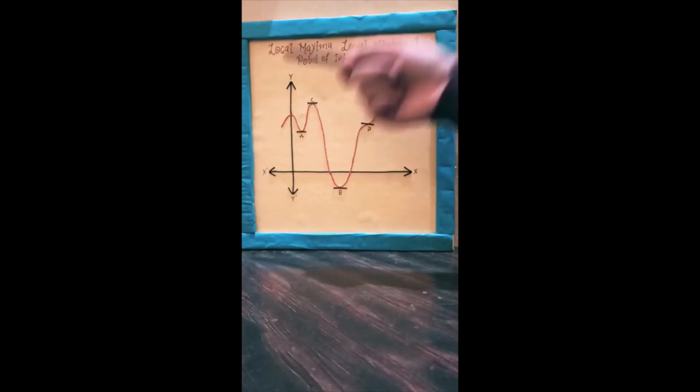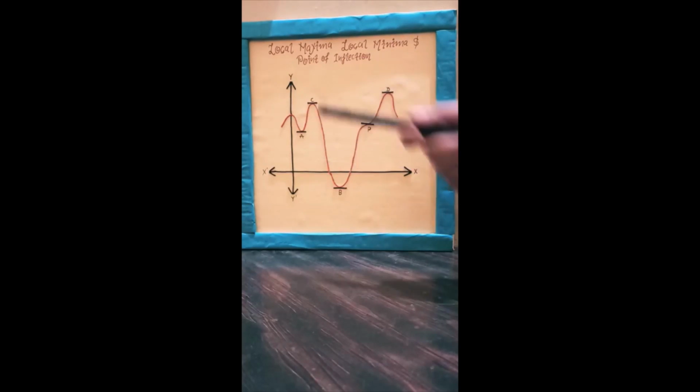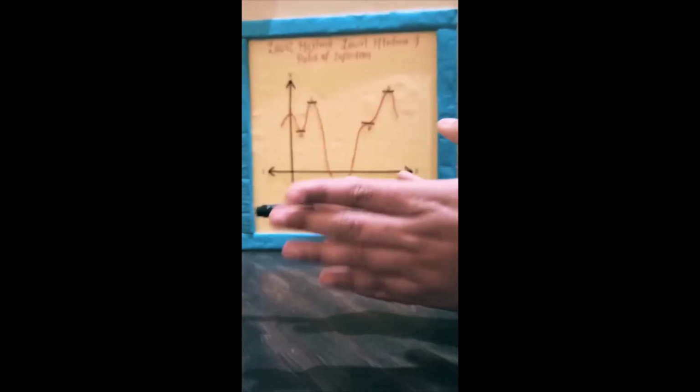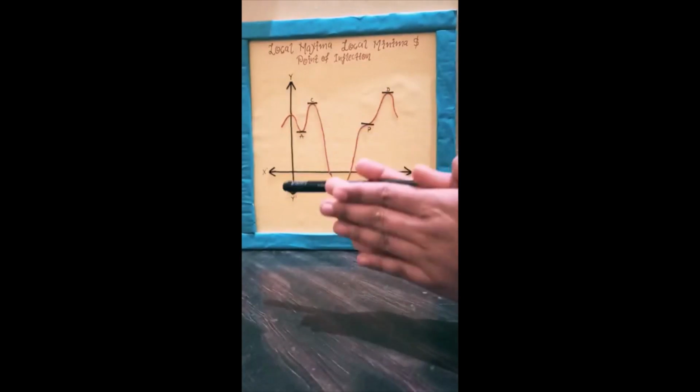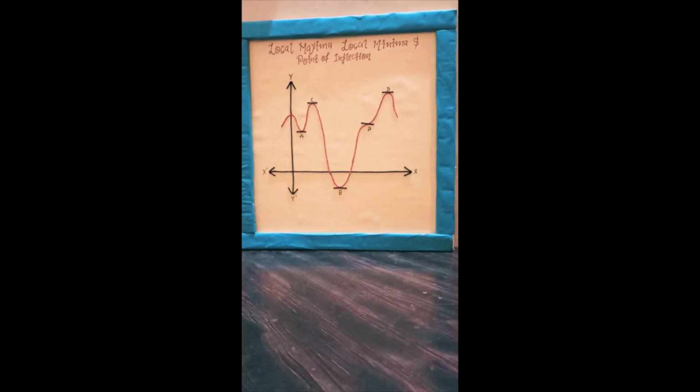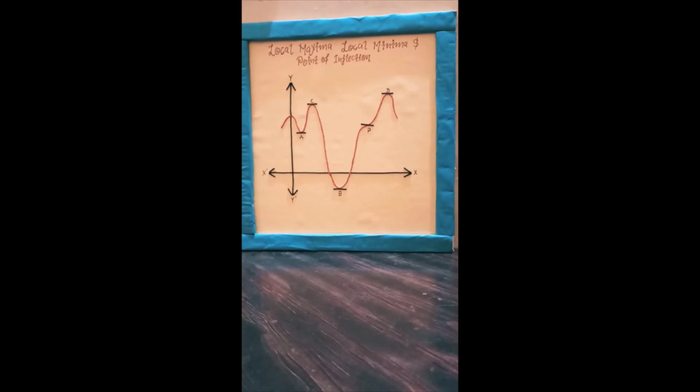Through this, the whole concept of this model is to represent the local minima, local maxima and the point of inflection. The conclusion is that when the sign of the first derivative changes from negative to positive, this is the point of local minima. And when the sign changes from positive to negative, this is the point of local maxima. And when the sign remains constant, this is neither the local minima nor the local maxima. This is the point of inflection.